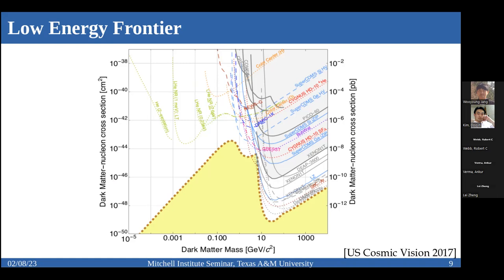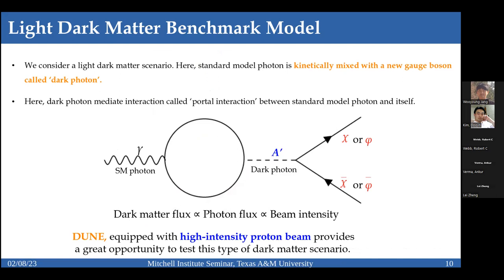So in this presentation, I would like to focus on light dark matter, which is a hidden sector dark matter model, the simplest hidden sector dark matter model. In this benchmark model, the standard model photon is kinetically mixed with a new gauge boson called the dark photon, and the dark photon mediates an interaction between the standard model photon and the dark photon, and this dark photon is coupled to a pair of dark matter particles.